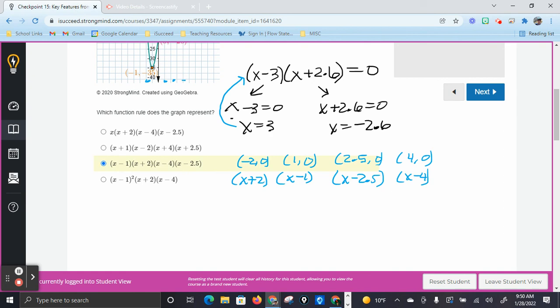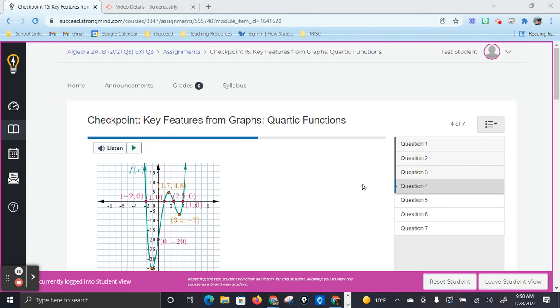There it is. So I hope that at least gets you started on the first 4 questions within this checkpoint. If you need help with anything else, please do reach out.